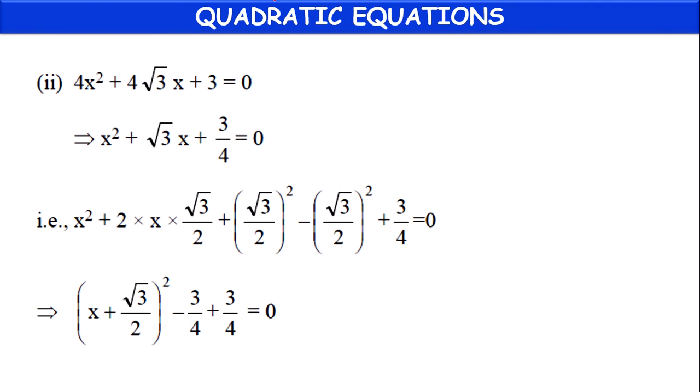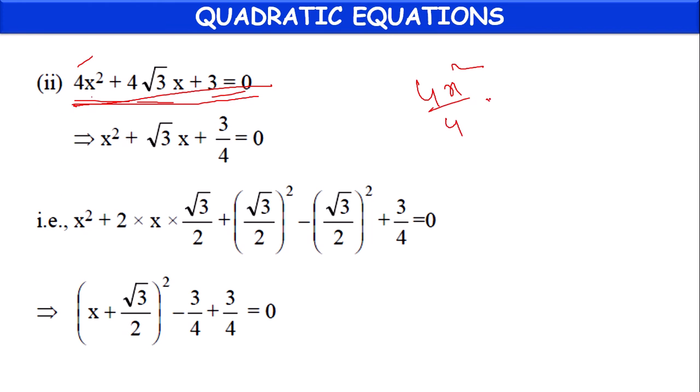Next, second one. So 4x square plus 4 root 3x plus 3 equal to 0. So this is the equation. First, we need the x square term. Whatever coefficient is there before the x square term, we don't need that. So for that, what can we do? We can divide the entire equation by 4.